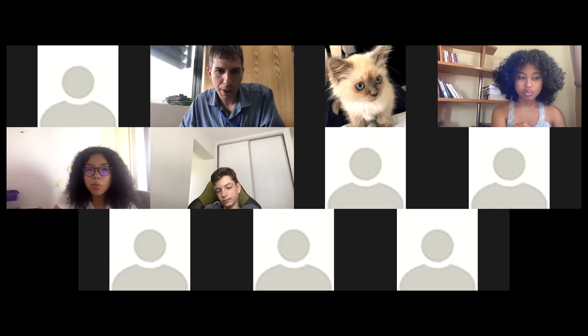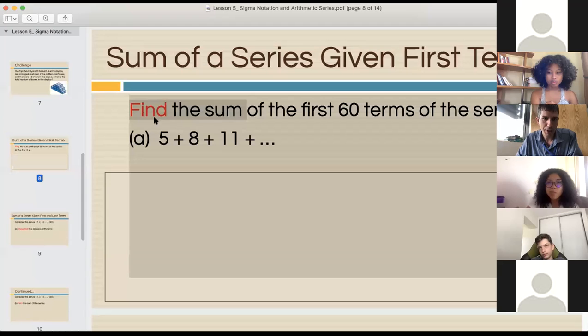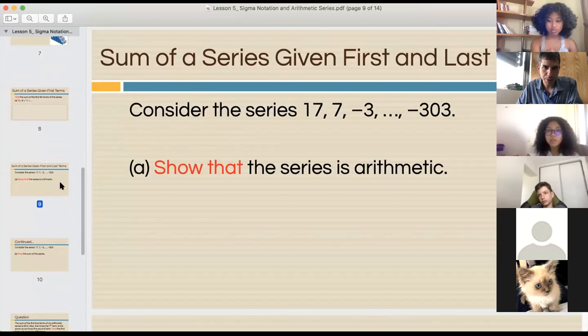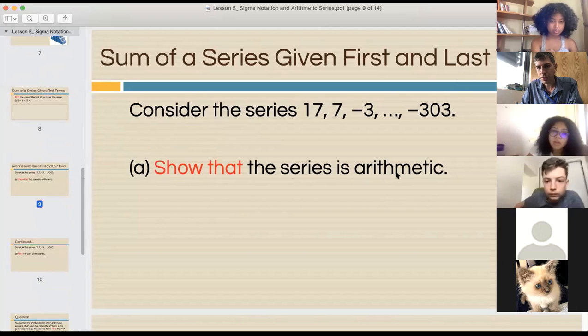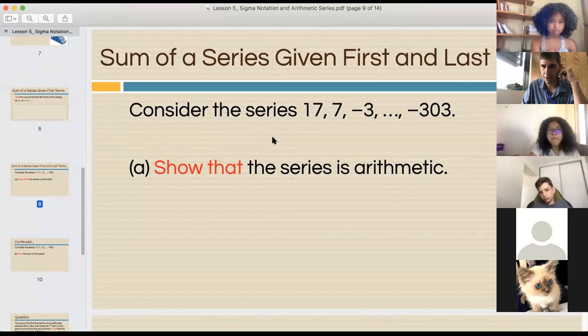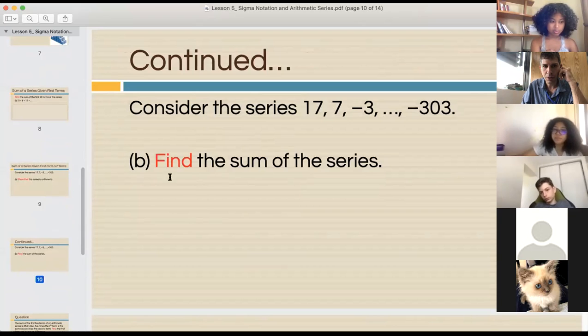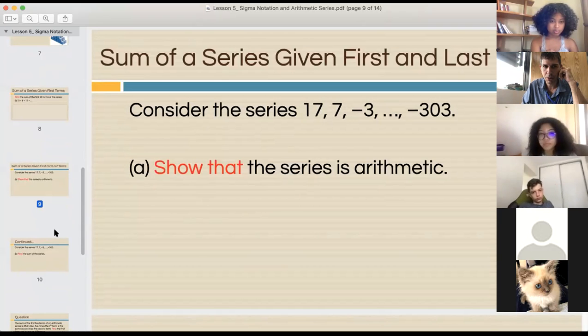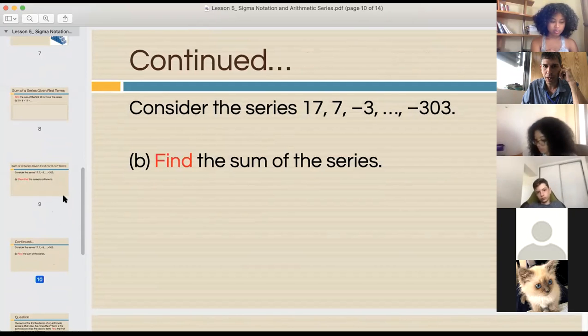Check it out. If you guys could, while I try to find a way to let him in, could you go to this slide and try to find, so you're going to do 2 things. So first, show that the series is arithmetic. What that means is find the un equals u1 plus n minus 1 times d, and then do this one. All right, so there are 2 slides that are the same problem. So would you guys try to do that?